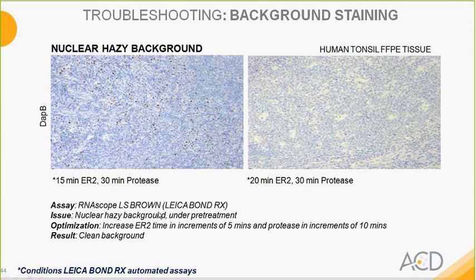This is an example of a staining pattern using the Leica system LS Brown in the Leica Bond RX. In the Leica system, you will notice that a nuclear hazy background may occur when the sample is under-digested. To address this in the Leica system, you increase the ER2 in 5-minute increments. In this case, we used 20 minutes and kept the protease consistent. The result is a clean background by following the 5-minute increment protocol.